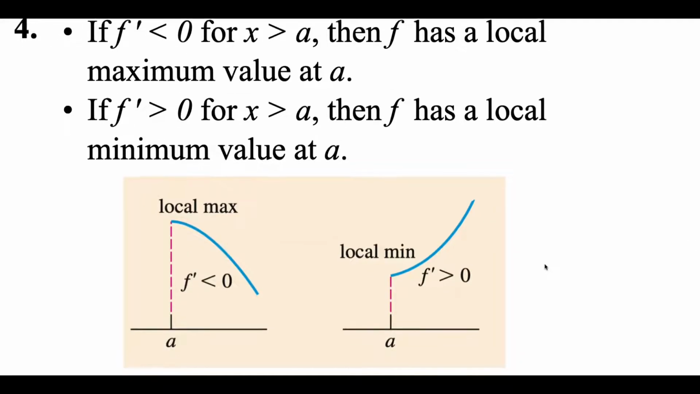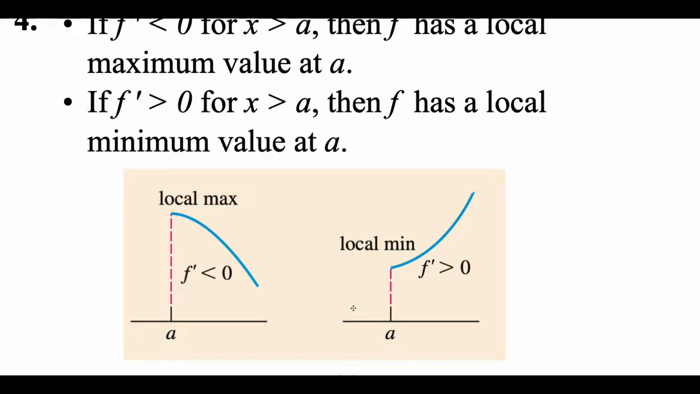So visually what's happening here, we've got this A being the left endpoint of our graph. On the left-hand side here, we can see a local maximum because our derivative is negative just to the right of A. And over here on the right-hand side, we can see that we have a local minimum because our derivative is positive just to the right of our A value.